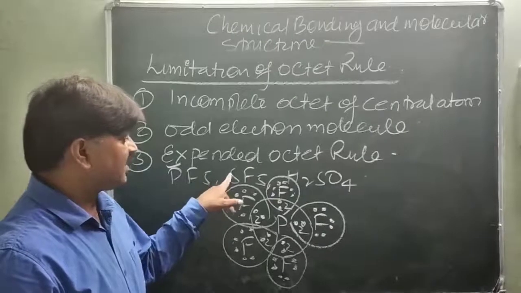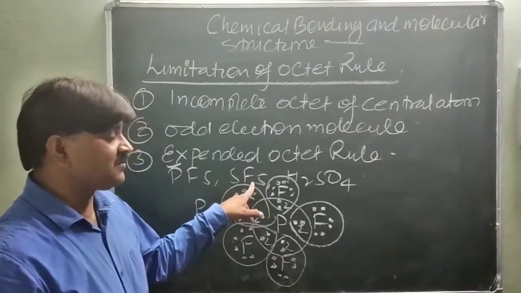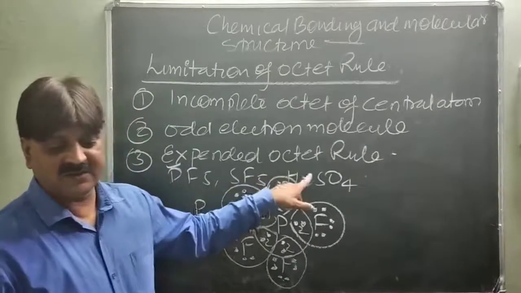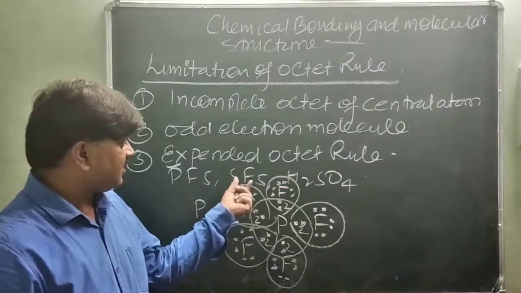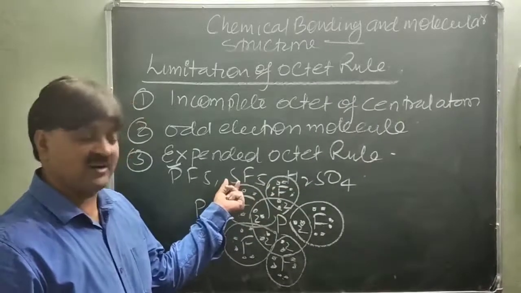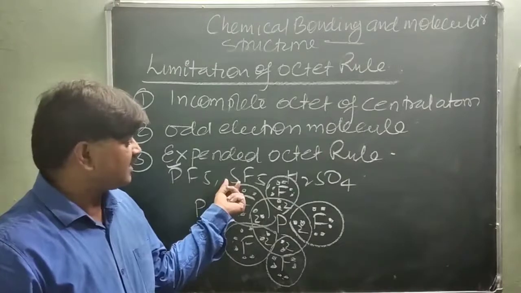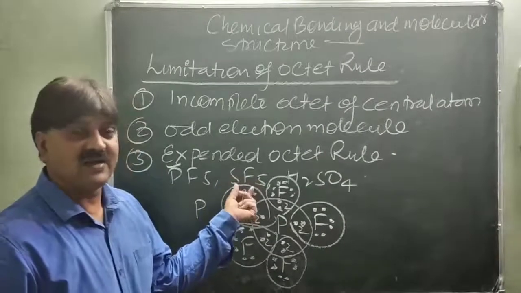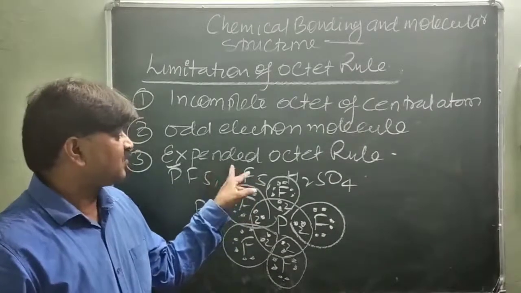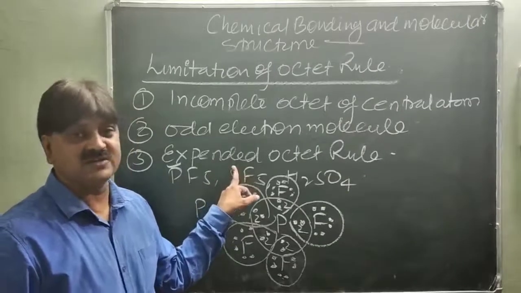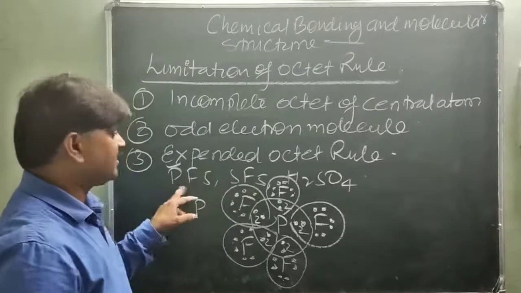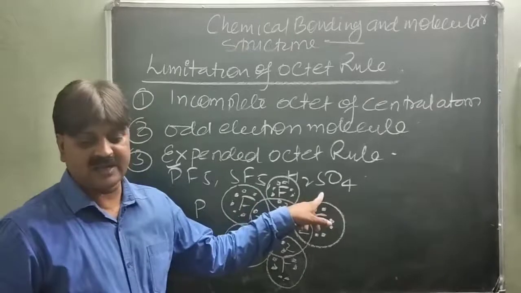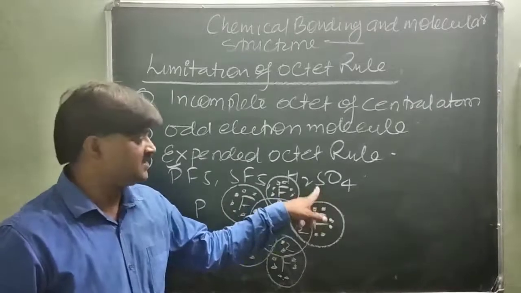Similarly, sulfur also has a greater number than the octet structure. This sulfur has 12 electrons: five bond pairs, that is 10 electrons, and one lone pair. This is 12 electrons in the case of sulfur. So phosphorus has 10 electrons and sulfur has 12 electrons at this sulfur atom.